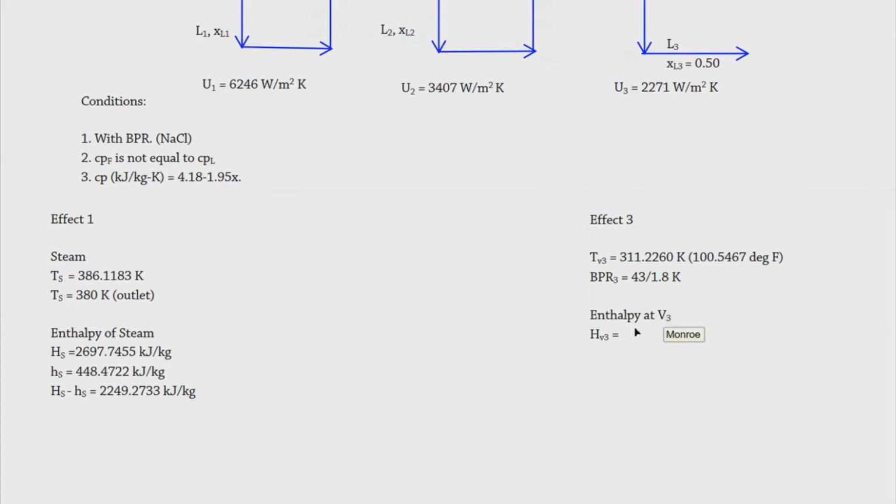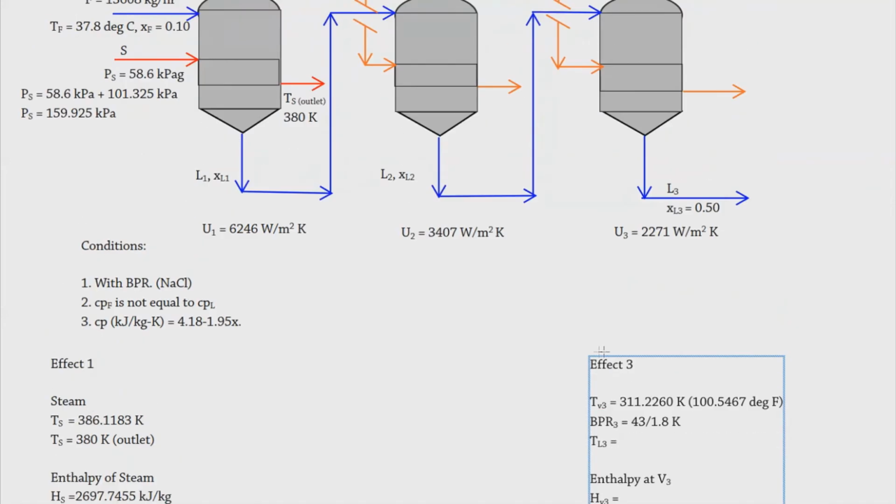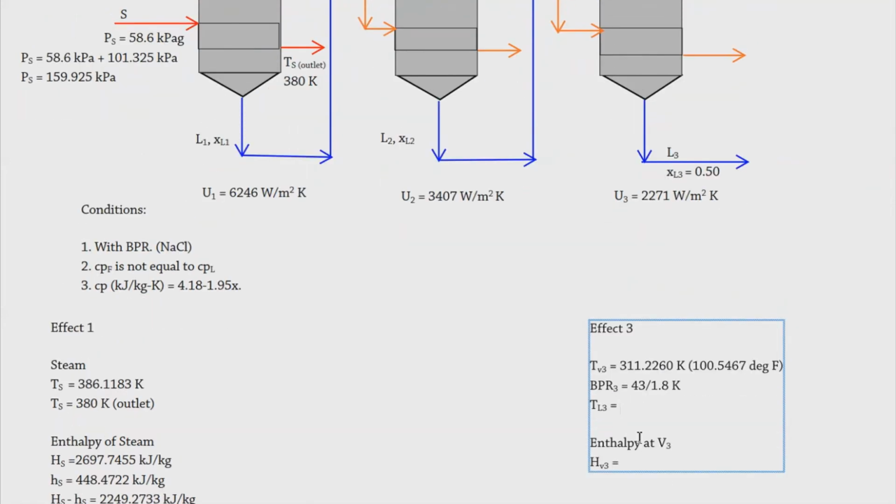So, with that, we can now determine our TL sub 3. Kasi, di ba, kung meron tayong BPR, we know very well na yung ating TL sub 3, which is yung liquor temperature, is syempre, ito yung vapor chest temperature plus the BPR. So, if we add those two, parang ano lang yan, TV sub 3. So, parang TV sub 3.